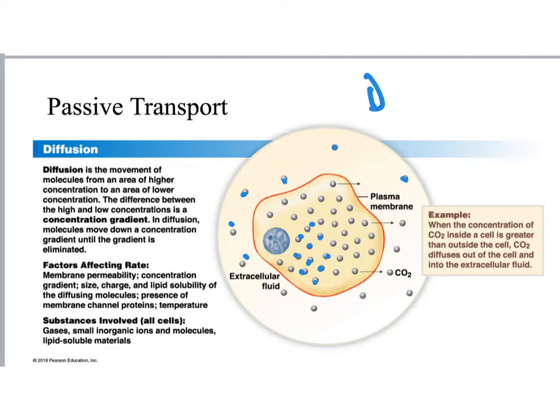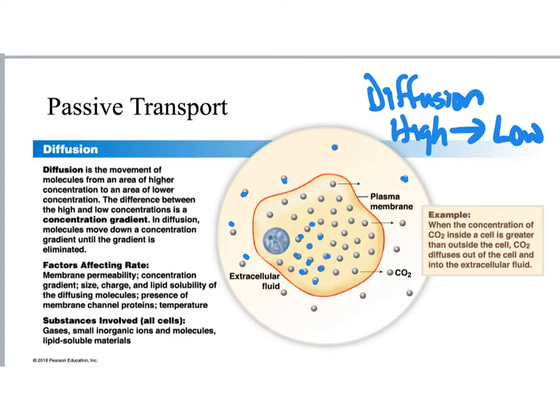So diffusion always has movement of molecules from high concentration to low concentration. In this particular example, the carbon dioxide is highly concentrated inside the cell and has a low concentration outside the cell. And because it's small, it will be able to diffuse freely across the plasma membrane, and it will go from inside to outside, so from high to low. And that requires no energy. That's the natural movement of those molecules by diffusion.